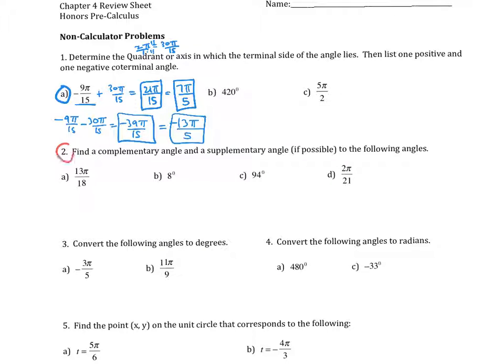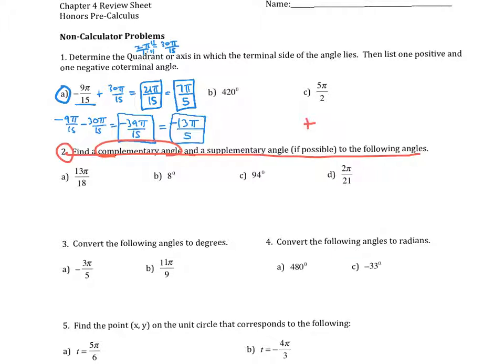Okay, let's take a look at number 2 now. It says find a complementary angle and a supplementary angle if possible to the following angles. Remember, your final answer needs to be positive. If it's given to you in radians, your answer must be in radians. If it's given to you in degrees, your answer must be in degrees.